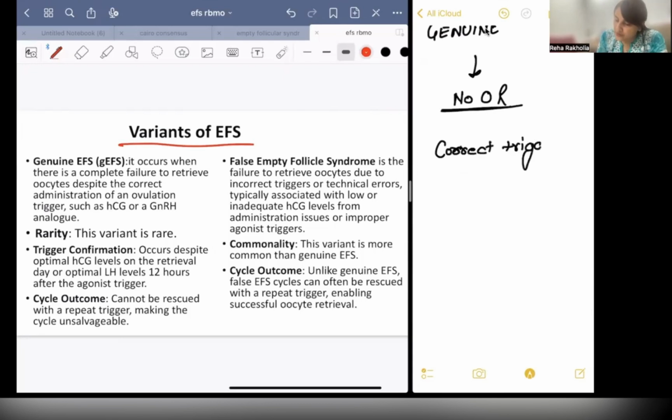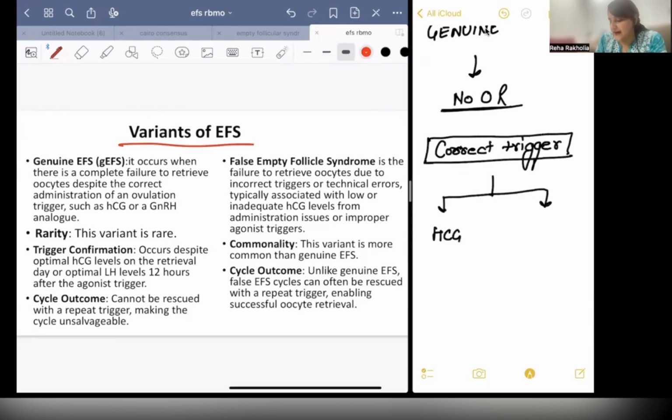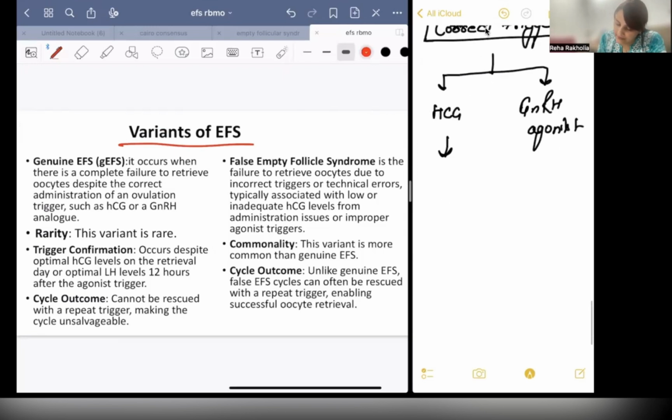And how will we know correct triggering? As I told you before, there are two types of trigger: HCG trigger and GnRH agonist trigger. If we have used an HCG trigger, the HCG level should be optimal to say it is a genuine empty follicular syndrome. HCG should be optimum.